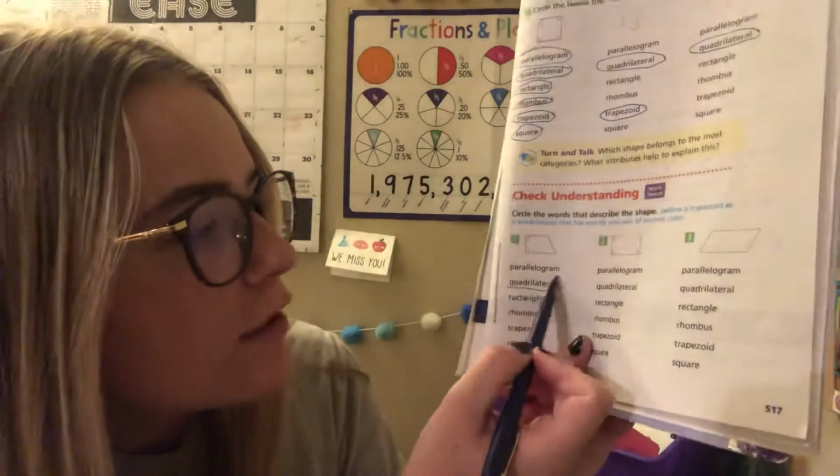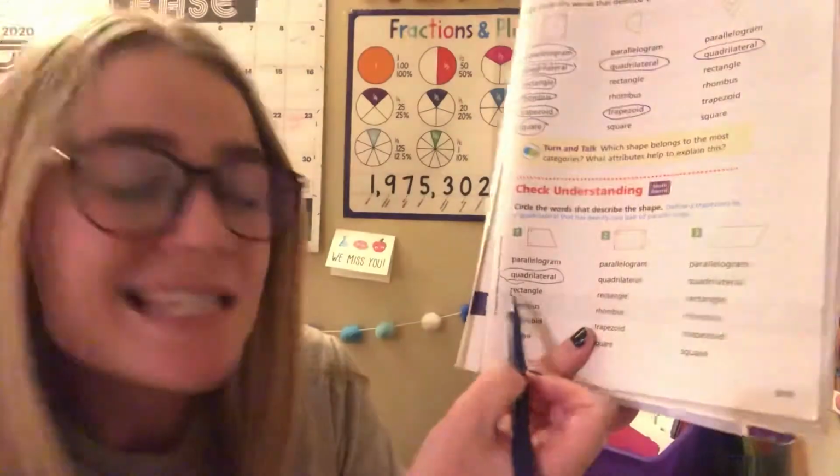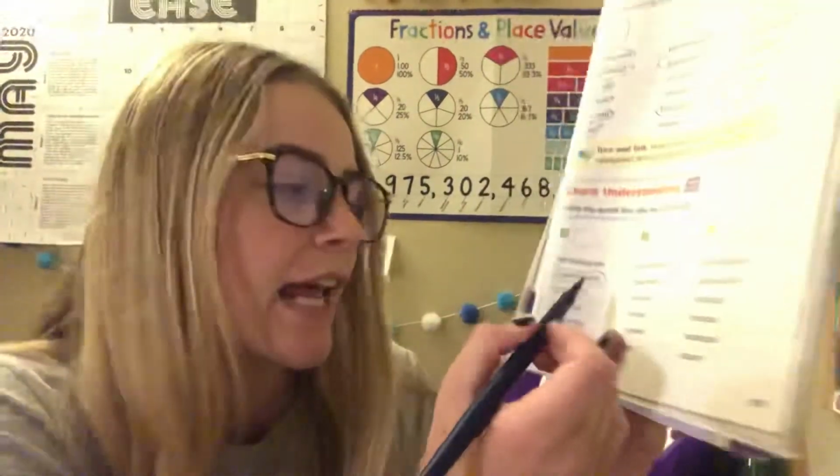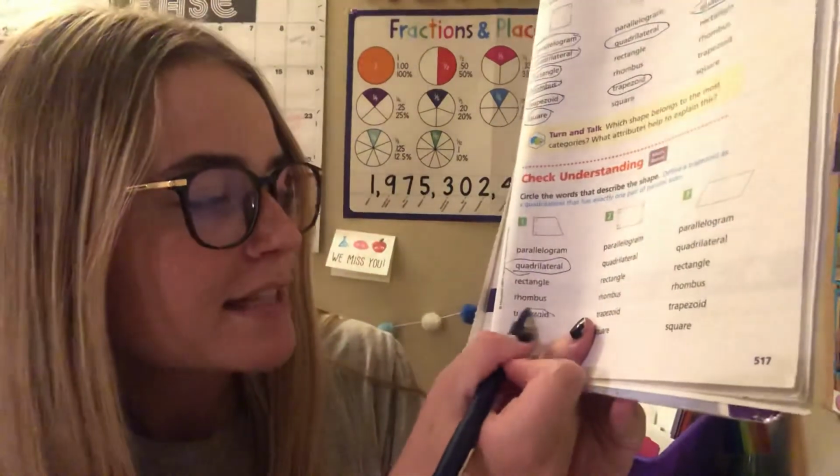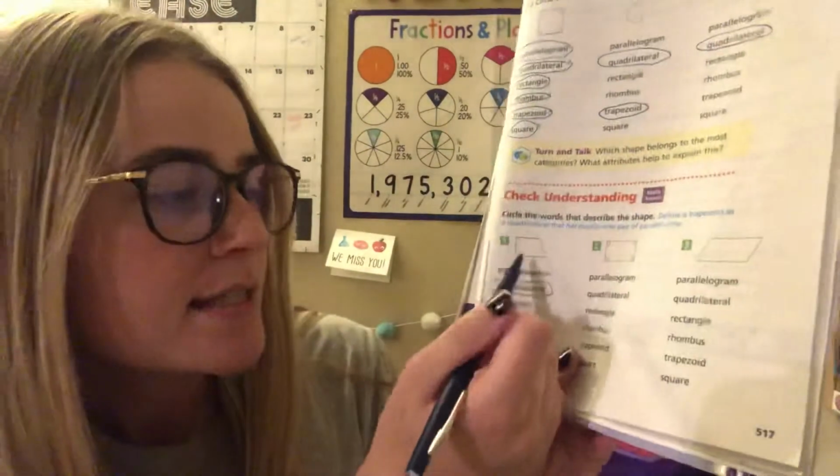It is a quadrilateral because it has 4 sides and 4 angles. It is not a rectangle because it does not have 4 right angles. It is not a rhombus because it does not have 4 equal sides. It is a trapezoid because it has exactly 1 set of parallel sides. And it is not a square because it does not have 4 equal sides and 4 right angles.